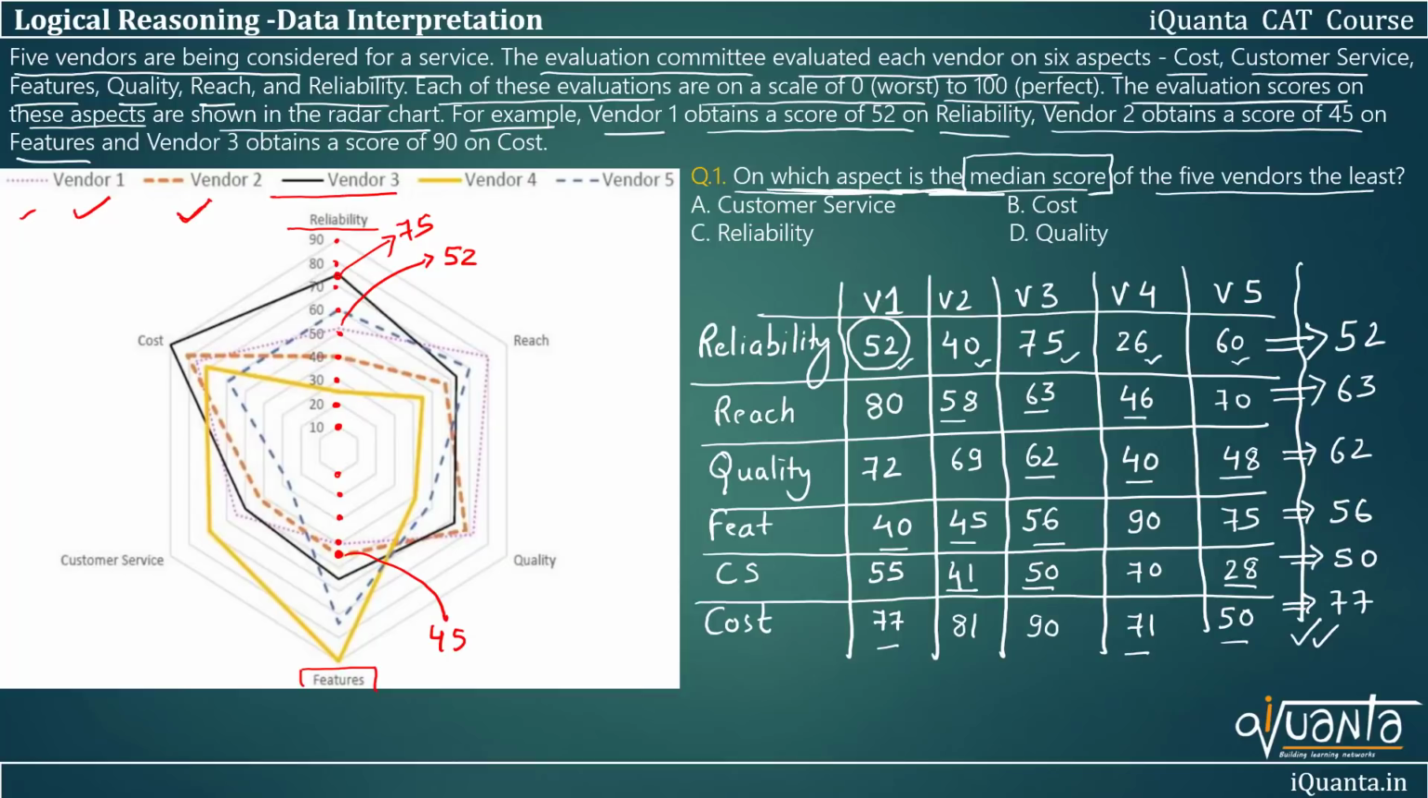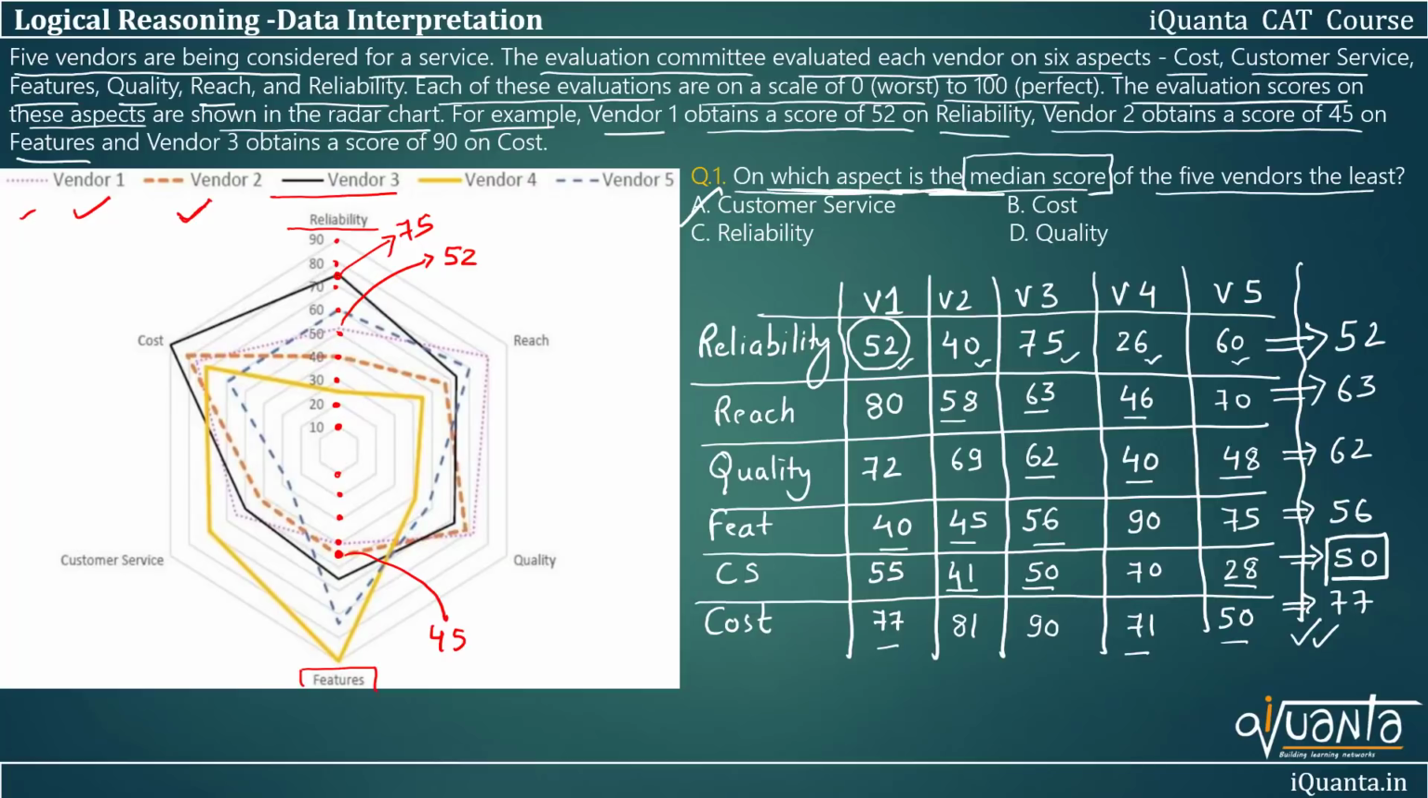So in which aspect do we have the least median? We have it in customer services, which is 50 over here. So 50 is for customer services. Option A will be the correct answer here. So I hope this is understood. Let's try to solve the next question.